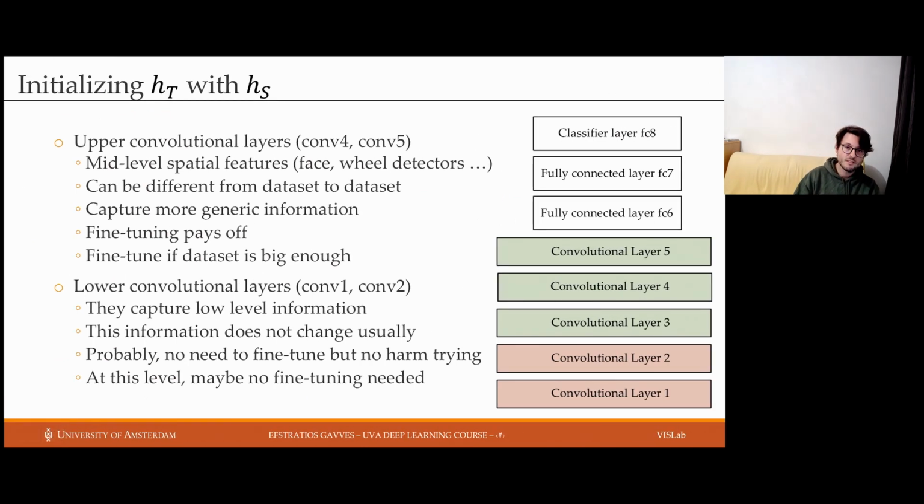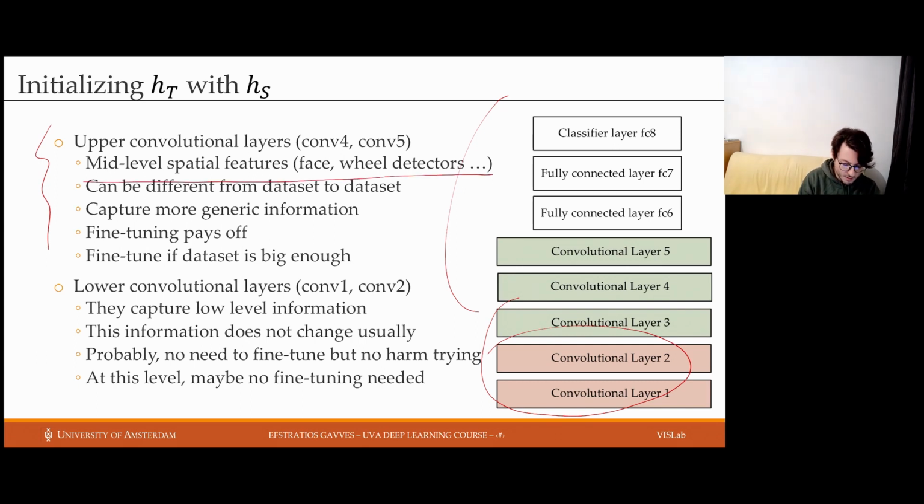When we have even more data, we might also want to consider fine-tuning the upper convolutional layers. So basically, we keep the low ones fixed, and we update everything above that. However, this is more for when we have got lots of data, and it really makes sense only if we expect any big differences between the target and the source.